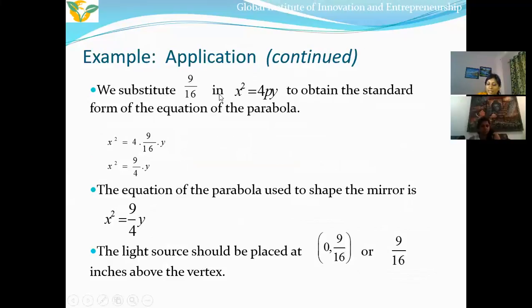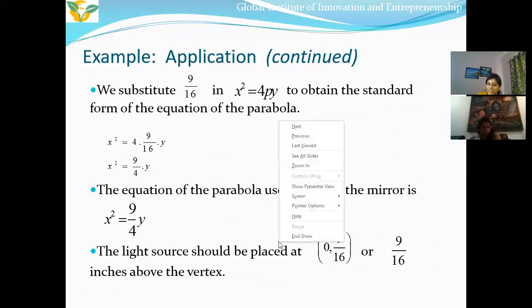Next, we take the previous value, that is 9 by 16, and substitute in the general equation of the parabola, x square is equal to 4py. After substitution, x square is 4 into 9 by 16 into y. So x square is 9 by 4 into y. So the equation of the parabola used to shape the mirror is x square is equal to 9 by 4 y. The light source should be placed at (0, 9 by 16), or 9 by 16 inches above the vertex.